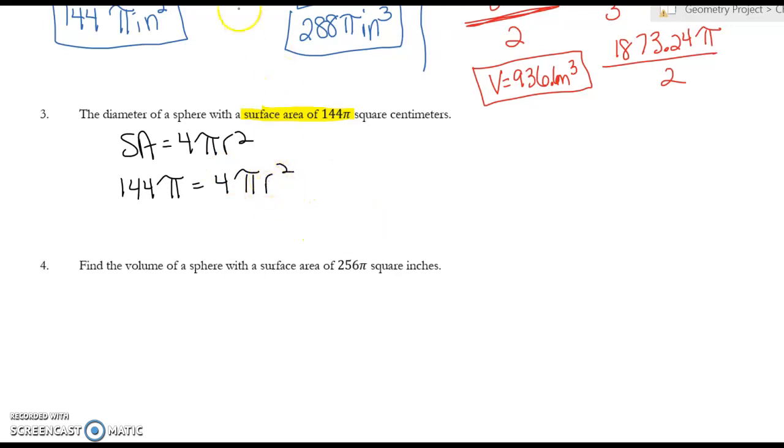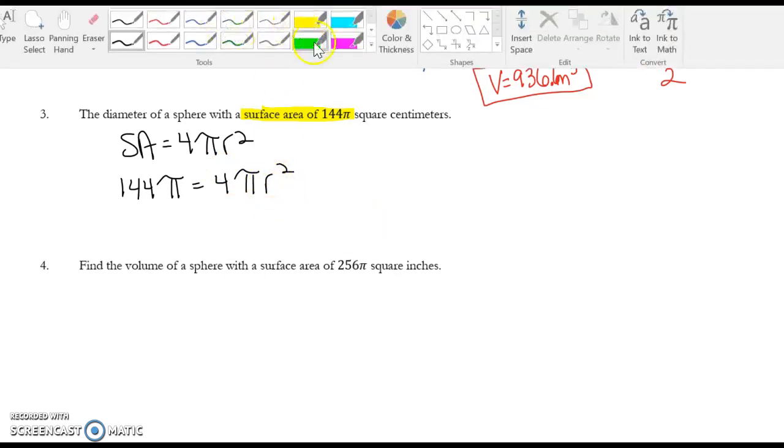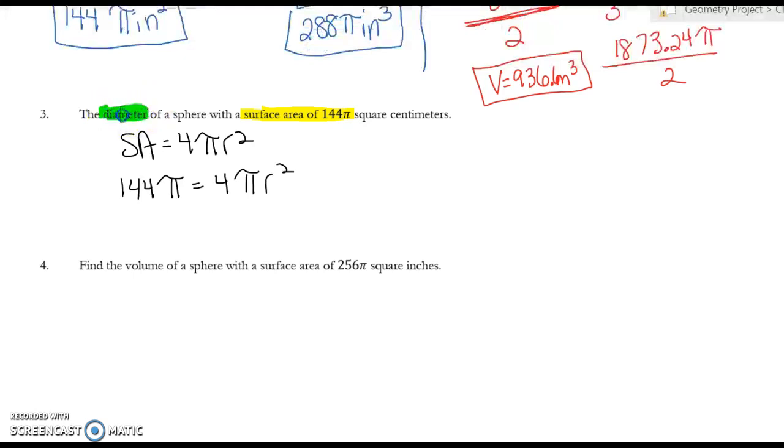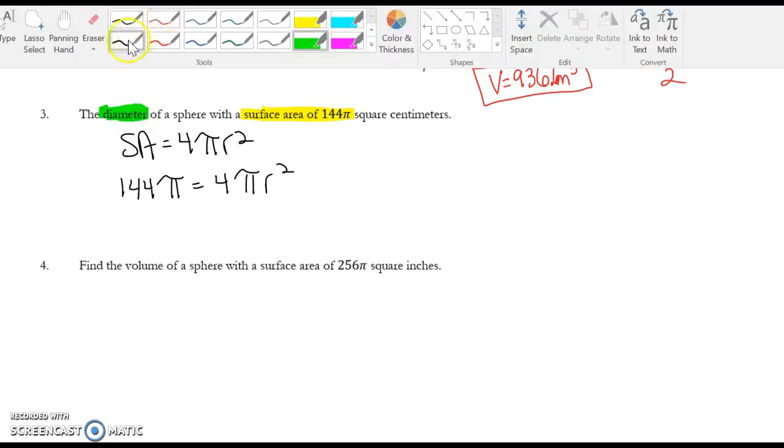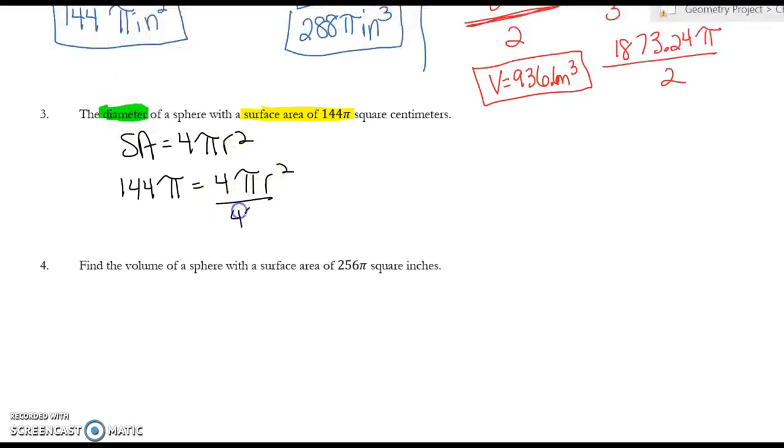So I'm solving for the radius because that's my variable left. But if you notice, it's going to want the diameter, so we're going to have to do something at the end. Okay, so I'm going to divide by 4 pi on both sides. They cross off on the right, and then the pi's cross off on the left.